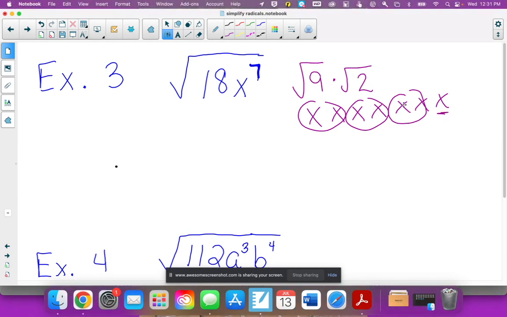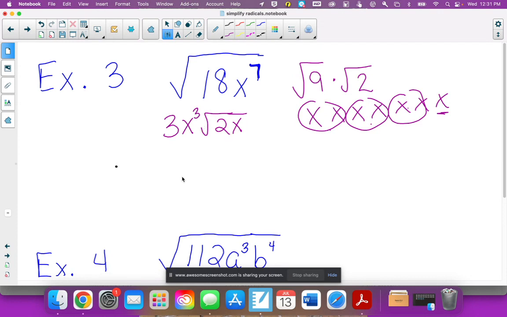So when we're all done, this is what this is going to look like. This square root of 9 times the square root of 2 should be 3 and the square root of 2. Okay, and the reason I'm leaving a space there is because we need to put the variable that simplifies on the outside as well. So this is how you will write it. 1, 2, 3 pairs of x's and 1 left over. And that's actually how you're going to write your answer. And that would be 3x cubed times the square root of 2x.